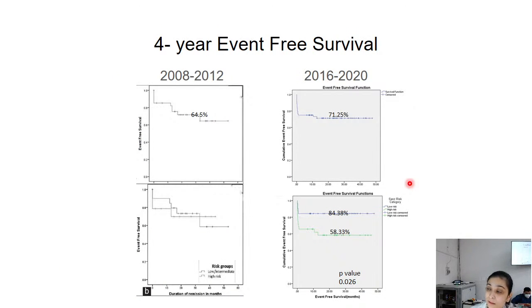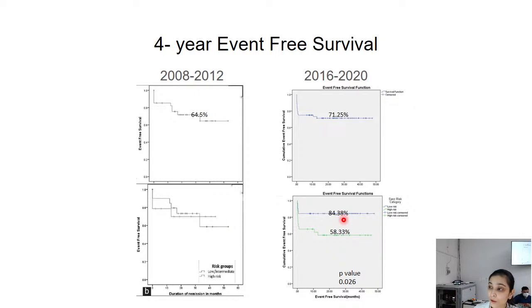Coming to our event-free survival, between 2008 and 2012, our EFS for 4 years was 64.5%. Over time, we have improved upon that, and our recent data shows the EFS for 4 years to be 71.25%. If we have a look at the comparison between high risk and low risk, as we can see here, there is no significant difference between the two risk groups in the earlier data. But over time, there is a stark difference between the low risk and the high risk.